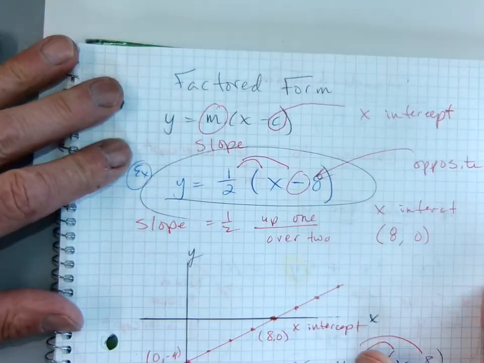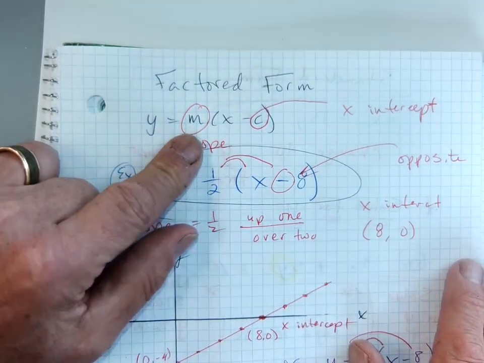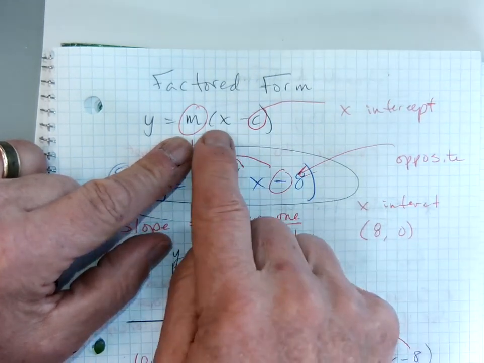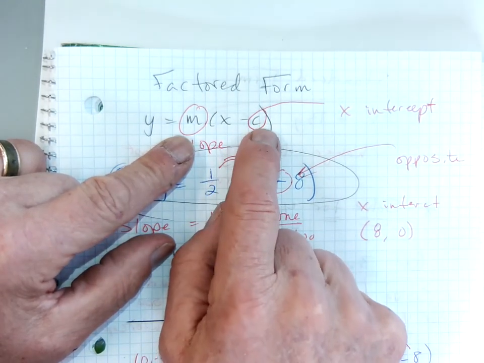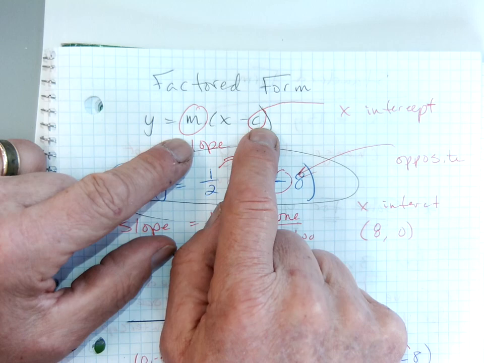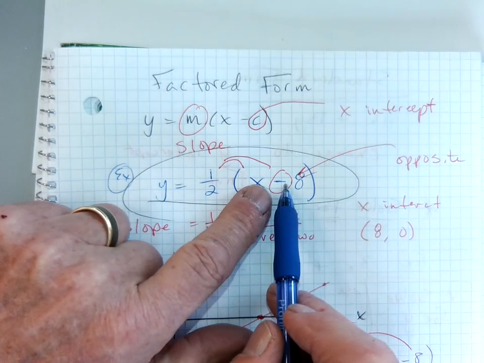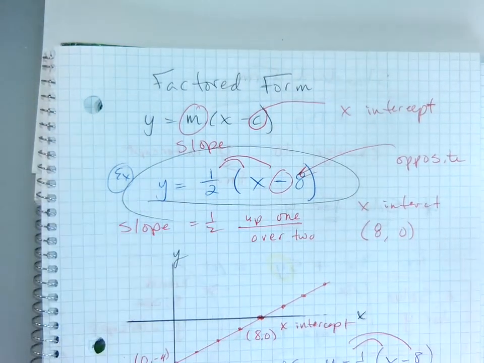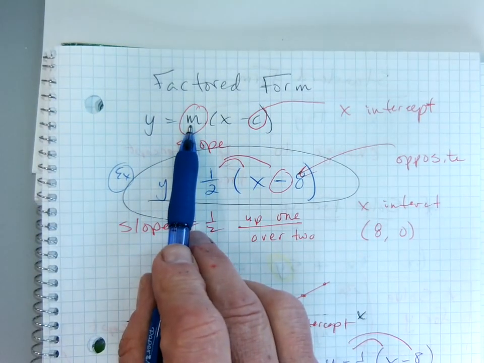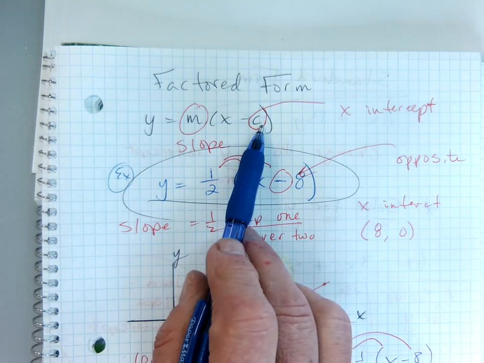Okay, our second form is what we call factored form. So factored form looks like this. And the reason factored form works is because whatever number this is, that's my x-intercept. Well, in math, though, it has a negative. So when you see a negative in math, that means opposite. So let's take a look. Here's my slope, m again, and here's going to be my x-intercept, but the opposite.